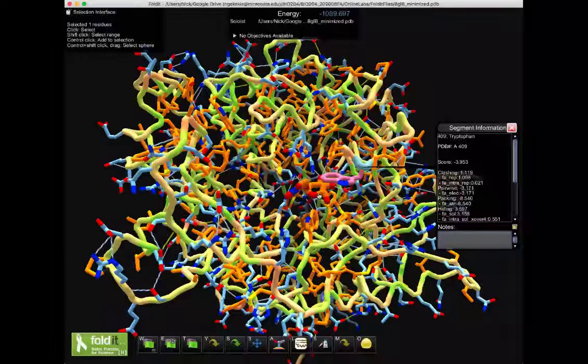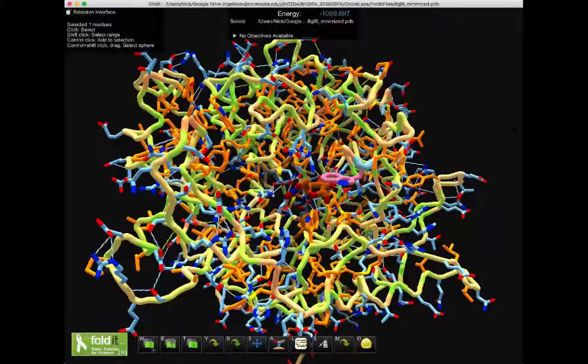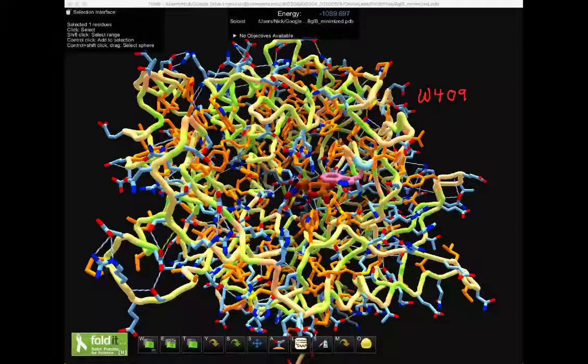So the question is, to what do I mutate it? Let's think about that for a while, and let's use our nomenclature. Remember that we're dealing with tryptophan 409, so tryptophan 409 will be abbreviated this way. And then I want to decide what to mutate it to. Now I can make a conservative substitution, I can make a very different substitution, or I could do something in between.